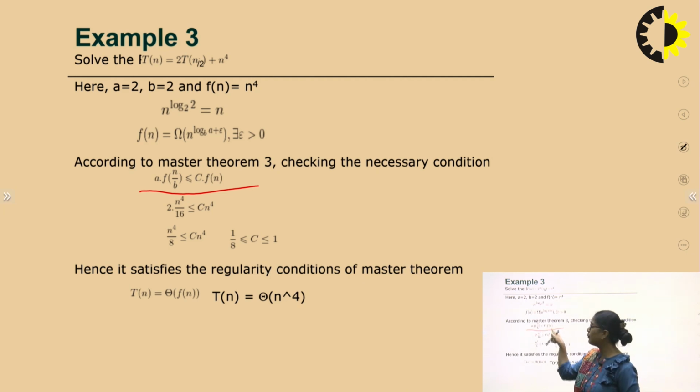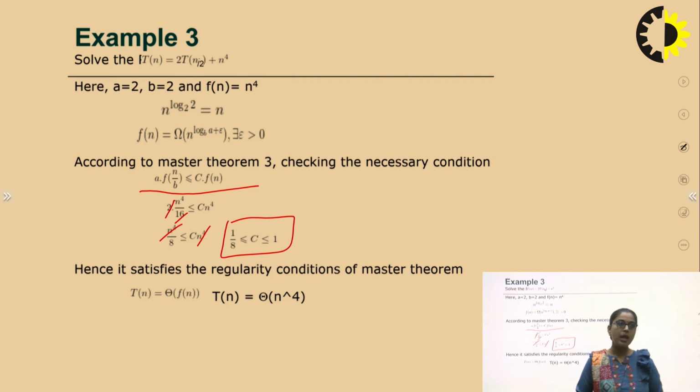Now c and putting the value of f(n). Now by this particular 2, we are just subtracting: the values n to the power 4 by 8 is less than or equal to c times n to the power 4. Then n to the power 4 cancels on both sides, and this particular situation is there, and we can say the regularity condition is met. So we can say it has satisfied the regularity condition of the master theorem. Then simply the solution of this recursive equation is T(n) equals theta of f(n), and the value of f(n) is n to the power 4.